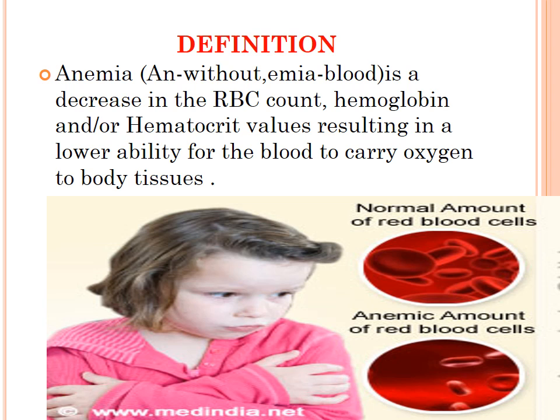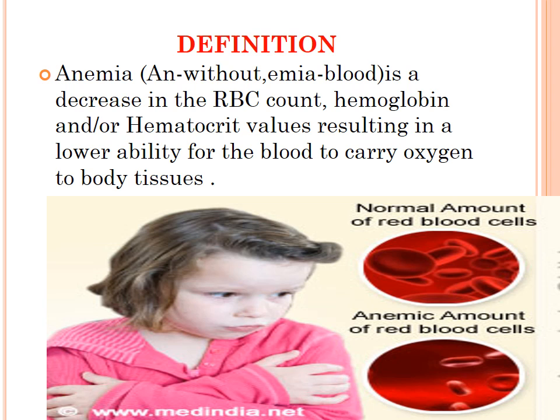Now let us define what is anemia. Do you know friends, anemia is derived from the term an, which means without, and emia, which means blood. So anemia is decrease in the RBC count, hemoglobin or hematocrit values, resulting in a lower ability for the blood to carry oxygen to body tissues.